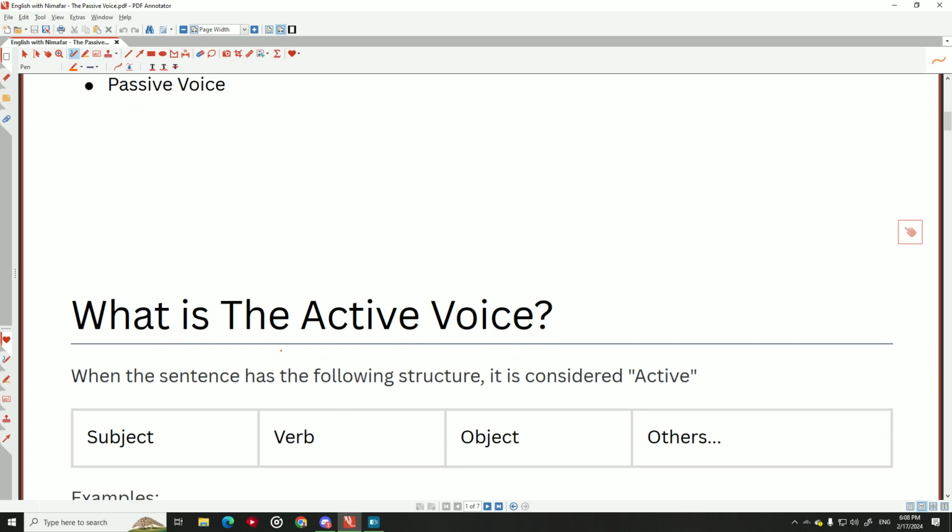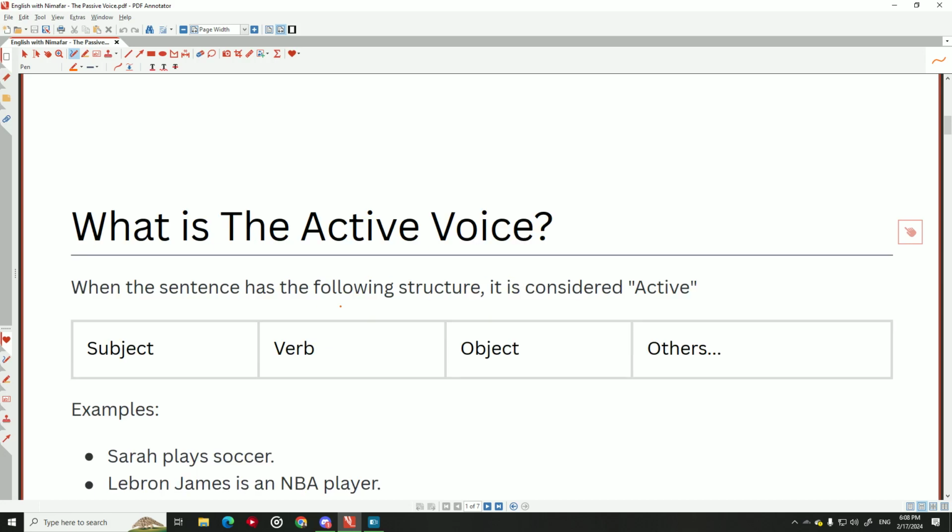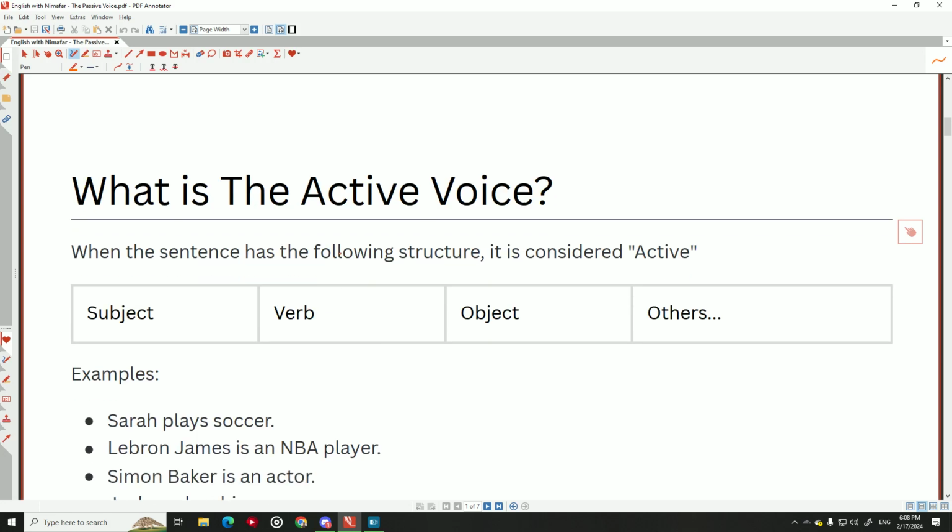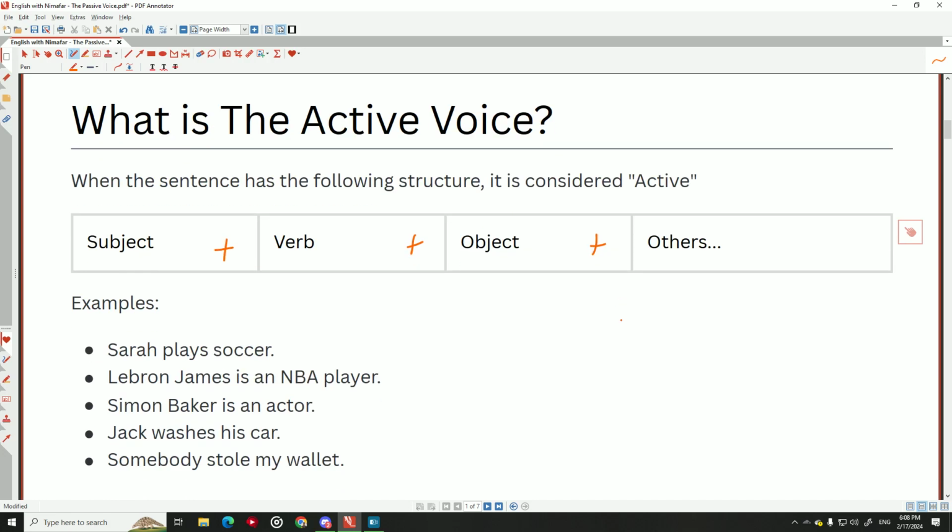So let's see some examples here. When the sentence has the following structure, it is considered active. When you have this pattern, order, formula, you can name it whatever you like. When you have subject, then you have the verb, then the object, and every other thing. For example, Sarah plays soccer. So Sarah, subject, plays, verb, object, soccer.